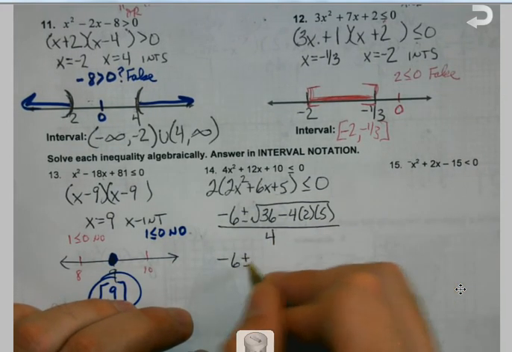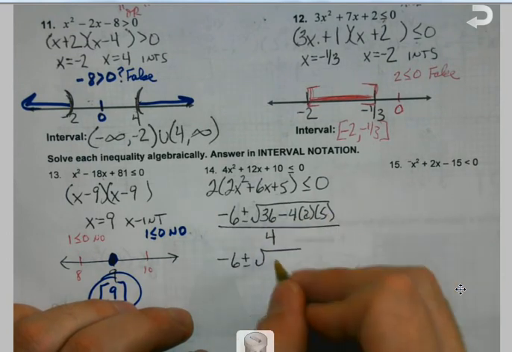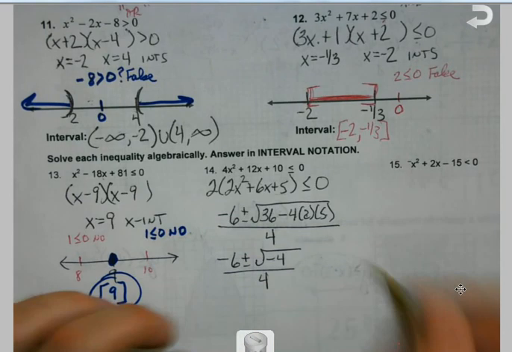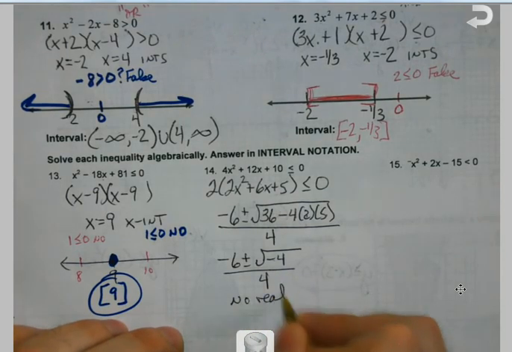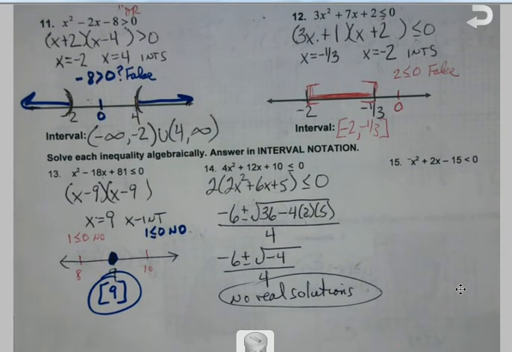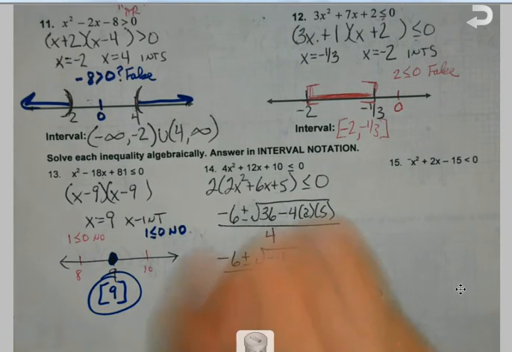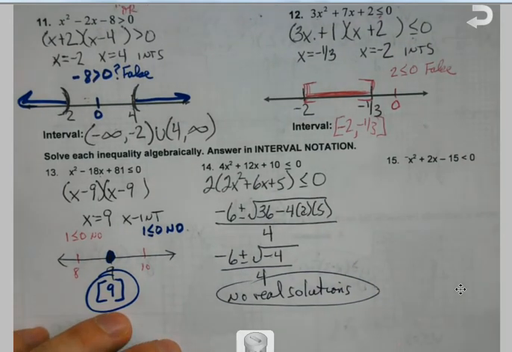Ooh, I have a different problem. 36 minus 40 is negative 4. Wait a minute. If I can't graph this, I'm going to get an i. You're right. There's no real solutions to this. And that kind of goes along with the question that was asked earlier: what happens if I graph it and there are no x-intercepts? This would be an example of one of those. And if you get one where you test it and everything works, you're like, everything works? Oh yeah, this can happen.